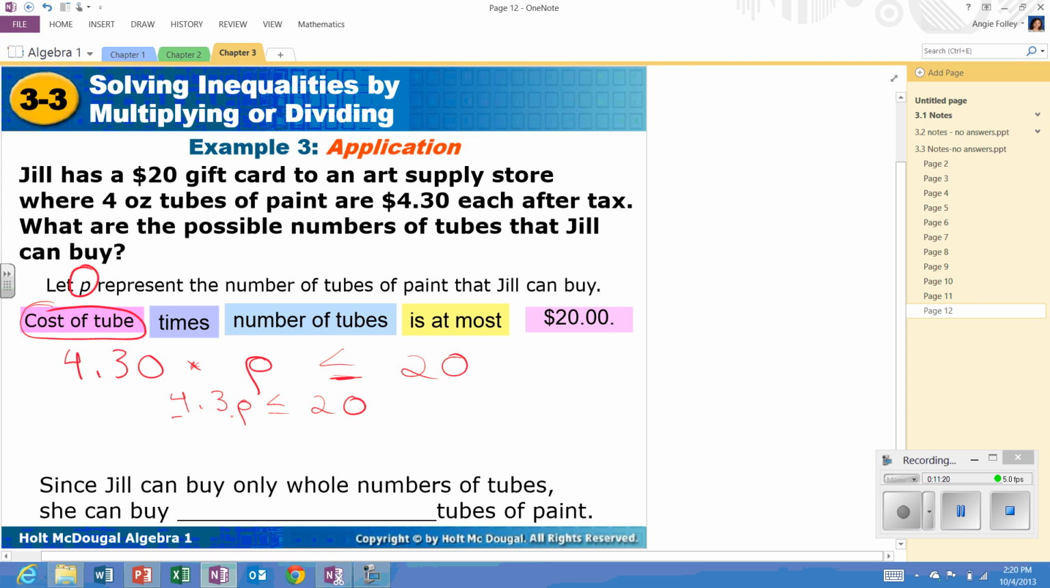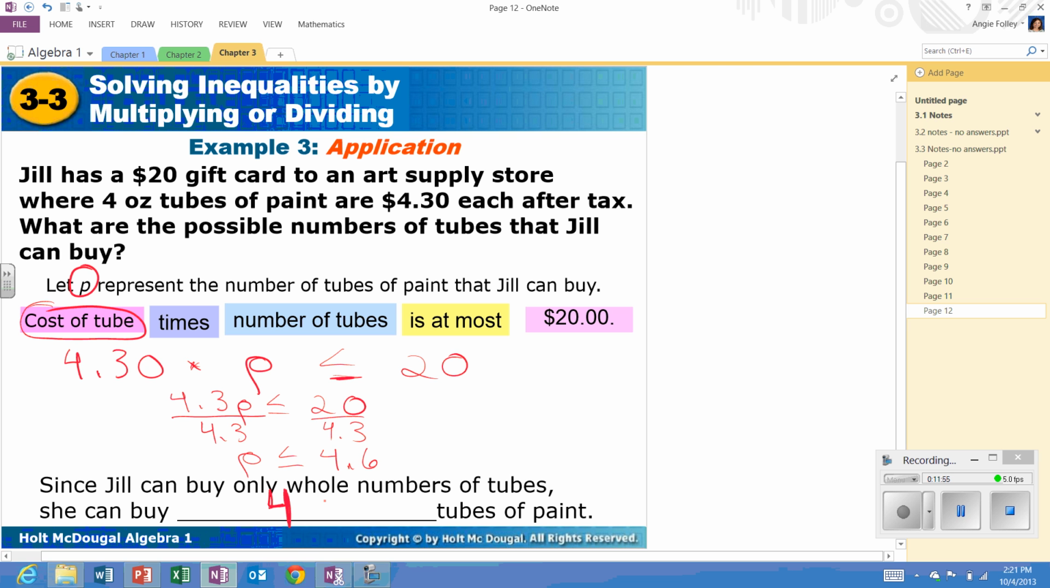Okay, so now I'm going to divide both sides by 4.3. And P is less than or equal to 4.6. Well, let's think about that. Can you go out and buy 4.6 tubes of paint? Not really. You can only buy whole tubes. So she can only go out and buy 4 tubes. We can't say 5 because that will cost over $20. And we said P, the number of tubes, has to be less than or equal to 4.6. So the most she can buy is 4 tubes of paint.